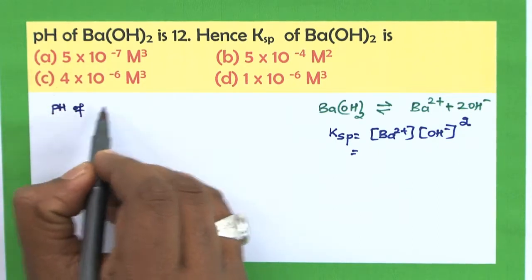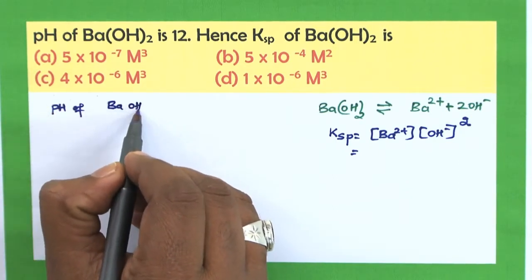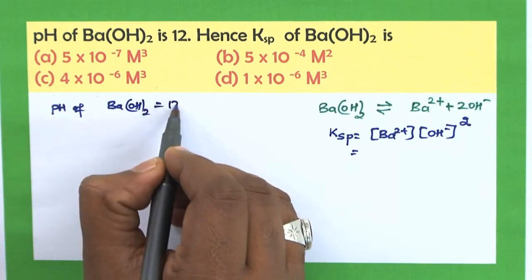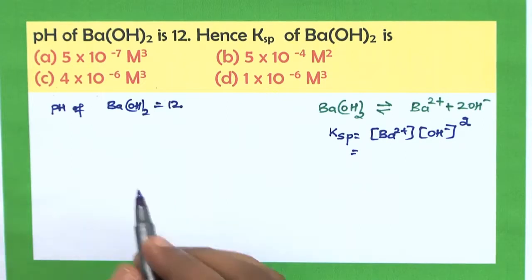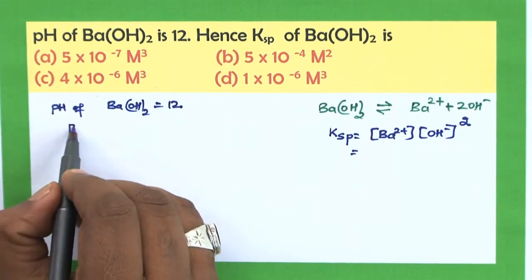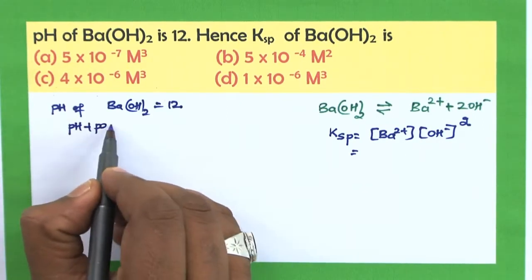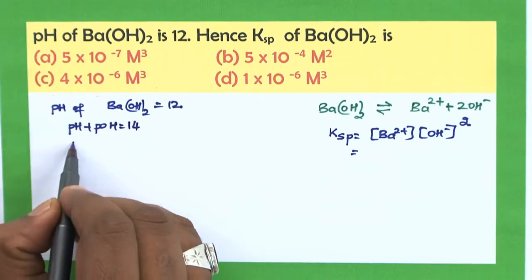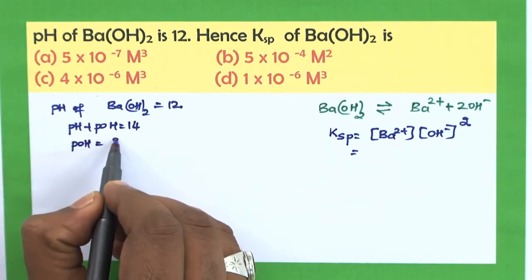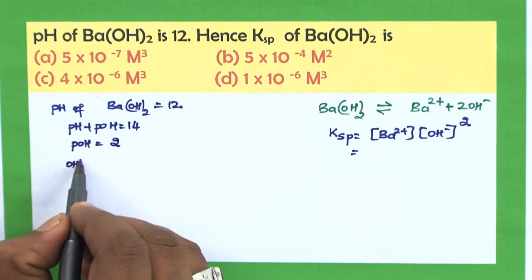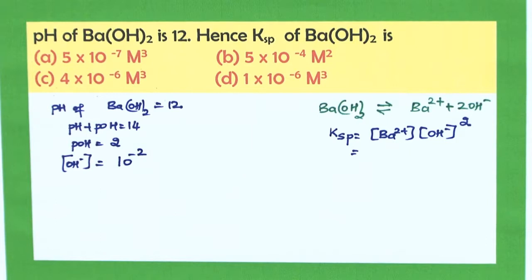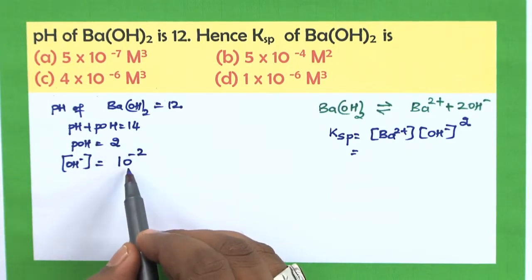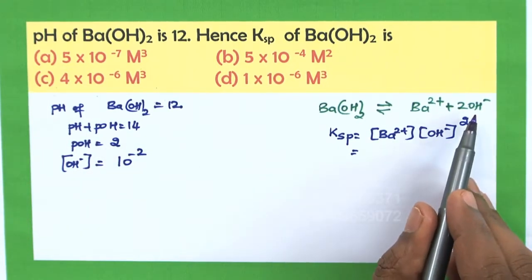So pH of barium hydroxide is equal to 12. From the pH, you can calculate the OH minus ion concentration. We know that pH plus pOH is equal to 14. So if pH plus pOH is equal to 14, then pOH will be equal to 2. If pOH is equal to 2, then the OH minus ion concentration will be equal to 10 to the power minus 2. From this you can obtain the concentration of OH minus ion, which is equal to 10 to the power minus 2.